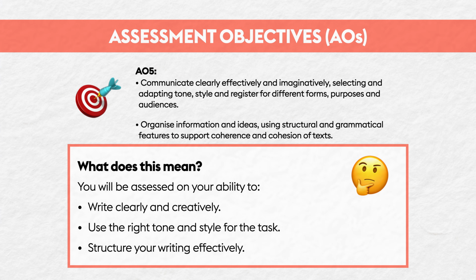AO5 is assessed in the writing section. This is about communicating clearly, effectively, and imaginatively. It also assesses how well you adapt your tone, style, and register for different forms, purposes, and audiences. This means your writing needs to be interesting, controlled, and appropriate for the task you have chosen. You also need to organise your ideas clearly, using paragraphs and structural features to make your writing flow. In Paper 1, AO5 is assessed in Question 5.